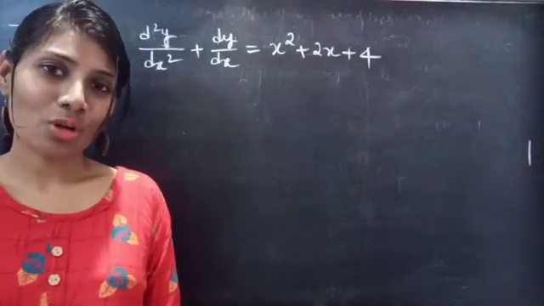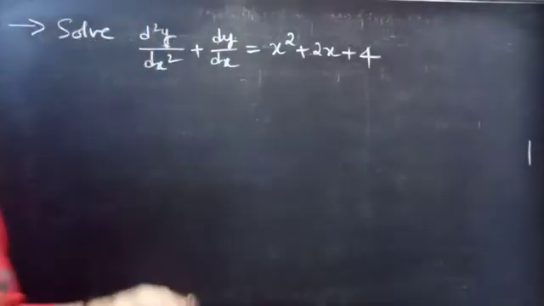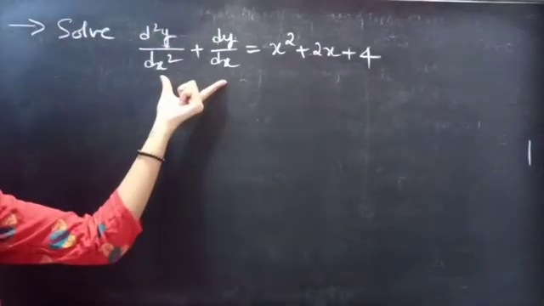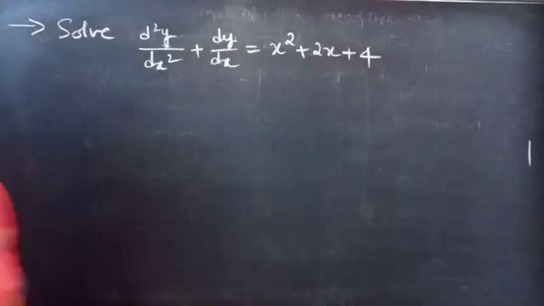In this video, we are going to solve a differential equation from higher order linear differential equation. So let's get going. Problem: solve d square y by dx square plus dy by dx equals to x square plus 2x plus 4.